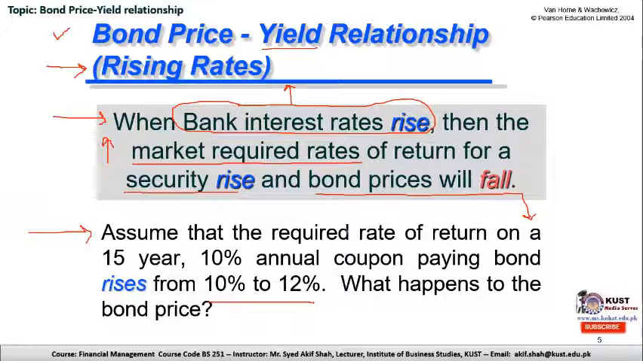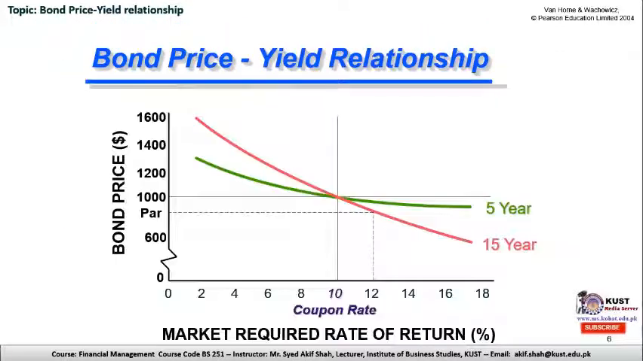Previously, the required rate of return was 10%. Now it has risen to 12%. Then what kind of impact will it have on this bond price? We can explain it with the help of a graph. We have the same 15-year bond with a stated coupon rate of 10%, as mentioned in the condition.